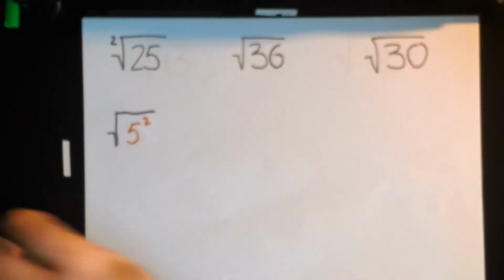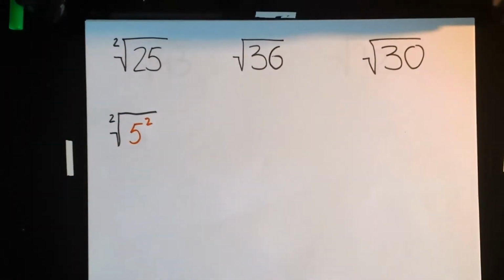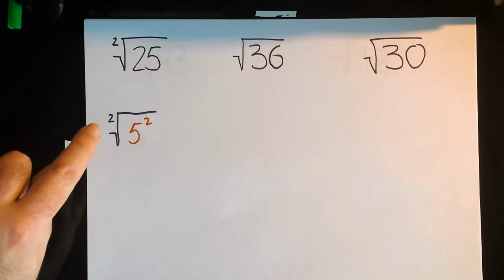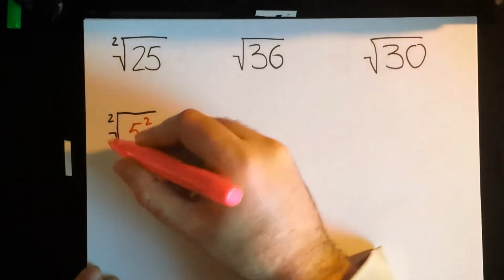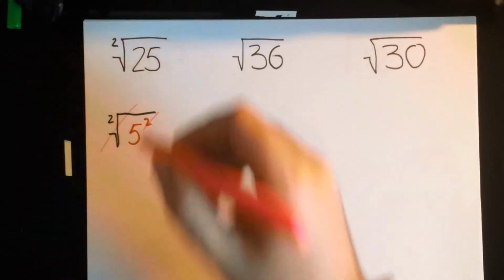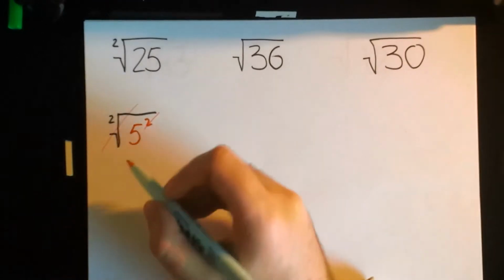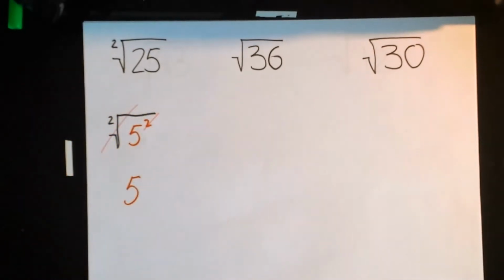And once again, because this is a radical to the second power, what I can do next is cancel out the second power of the radical and the power of 2. Gone, gone, which of course leaves me with just the base 5. That's my answer. So we did this in the last section.